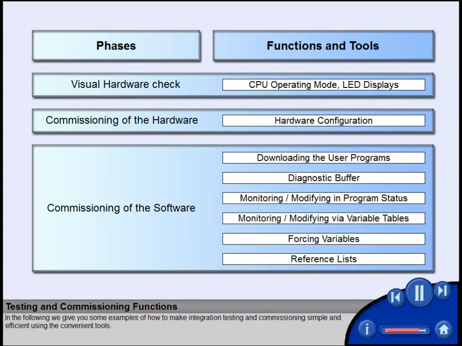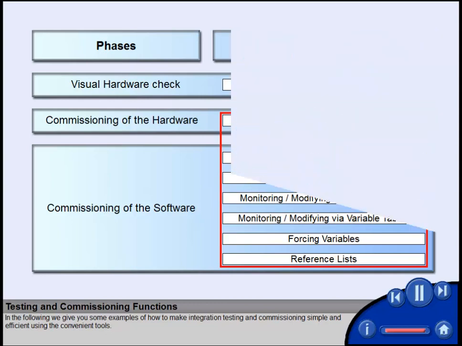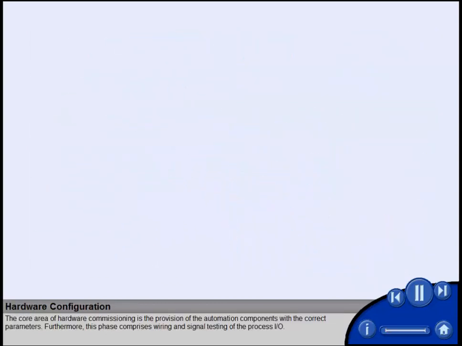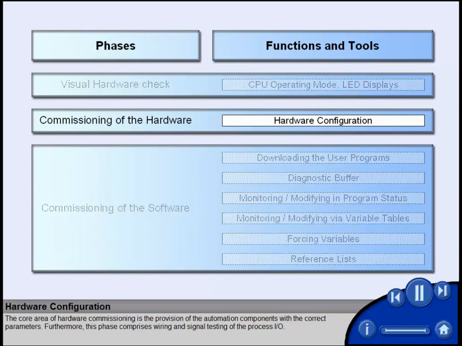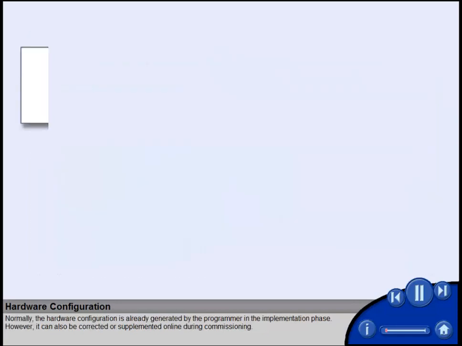In the following, we give you some examples of how to make integration testing and commissioning simple and efficient using the convenient tools. The core area of hardware commissioning is the provision of the automation components with the correct parameters. Furthermore, this phase comprises wiring and signal testing of the process I/O.